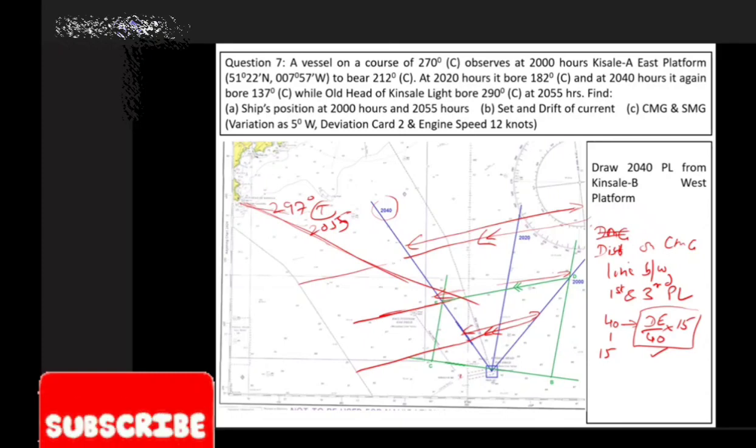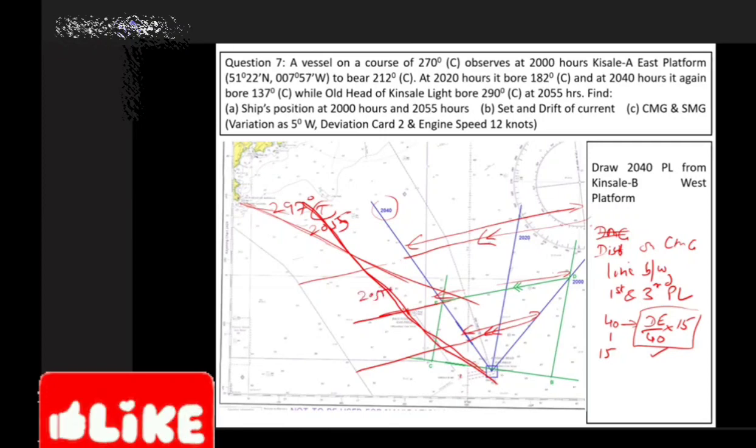So now wherever your CMG is, you'll work on that, and whatever distance comes, you'll open your compass that much. On the extended CMG line, put at E and cut off that distance here. Is that understood? Then you join this point where the 3 bearings were meeting to this point that you have marked. Like this. This becomes another PL for 2055.